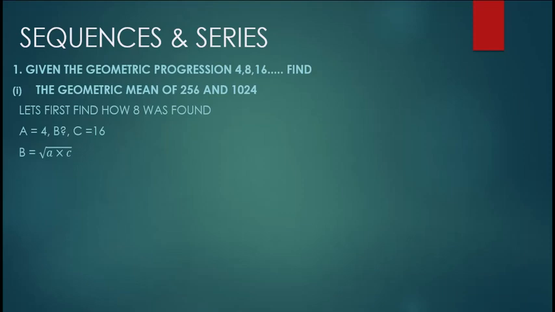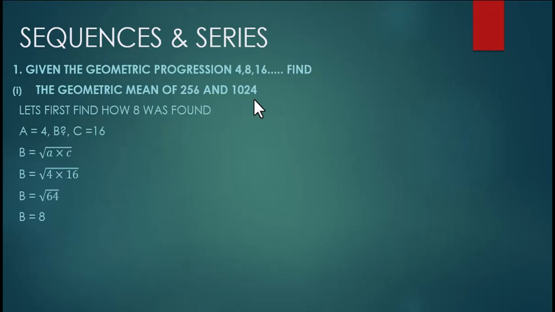So we're going to substitute in our equation. Hence B is equal to the square root of 4 multiplied by 16, which gives us 64, and the square root of 64 is 8. So this is how we got the 8. This scenario can also be used for us to find the mean. We have been told to find the geometric mean between 256 and 1024.